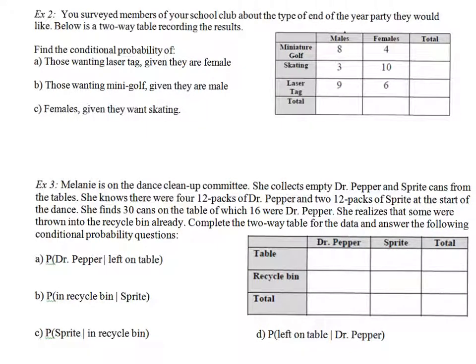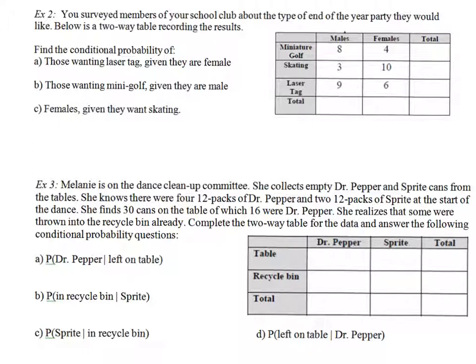In example number 2, we're looking at a survey. We surveyed members of our school club about the type of end-of-the-year party that they would like. And here we have shown the two-way table showing the results. Notice that this two-way table is not completely filled in. So when that happens, we're going to have to complete our table so that we can then use the information in the table to find the conditional probabilities.